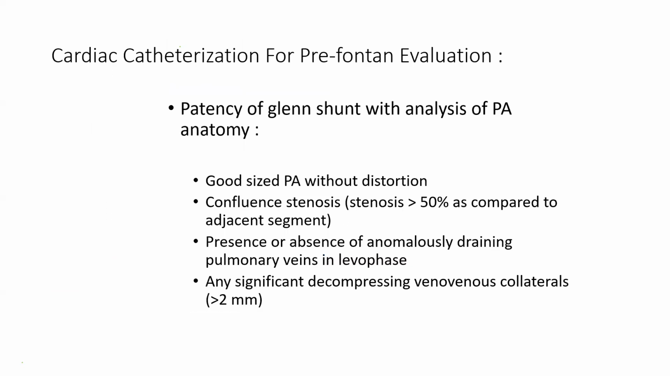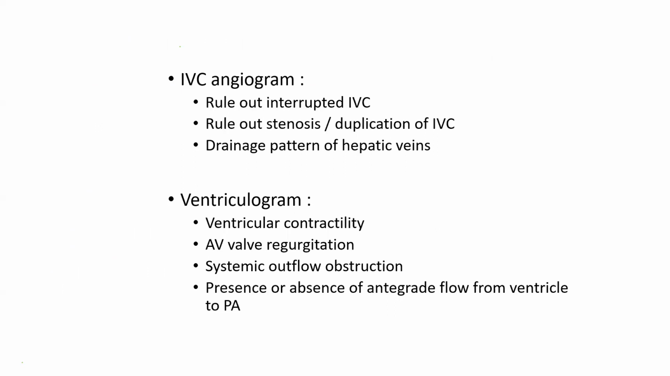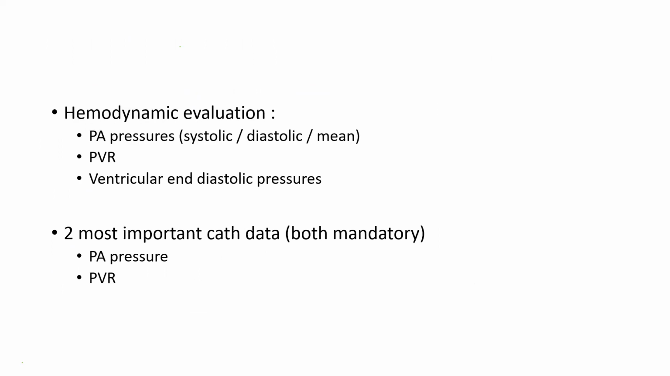This is the same thing described here. For the Glenn shunt, we have to assess the PA confluence, then the IVC angiogram, then the ventriculogram for any AV valve regurgitation, and the LA and end diastolic pressures. Do we take the LA pressure in this?